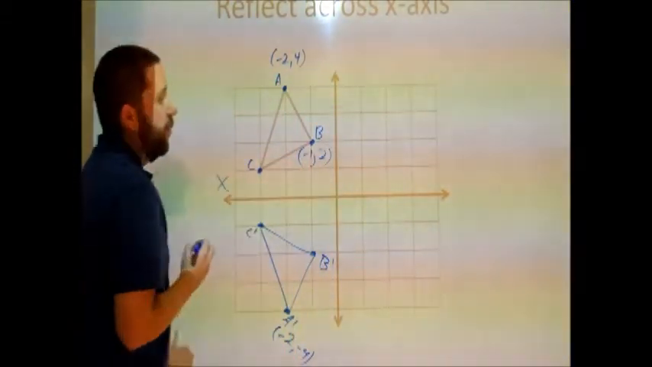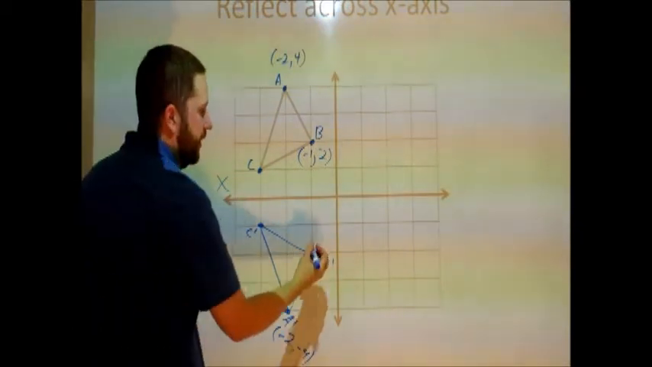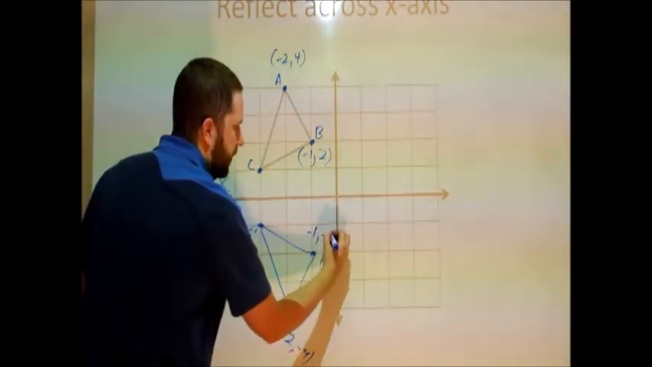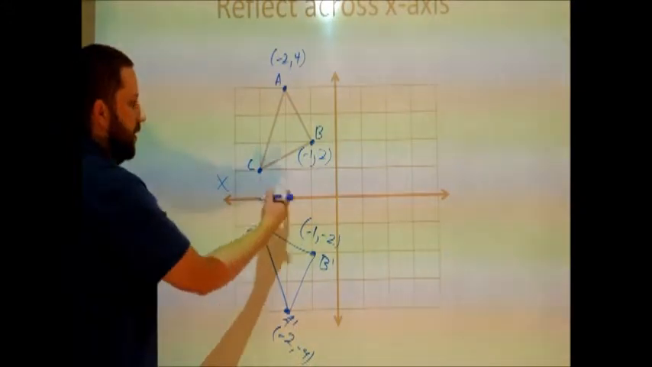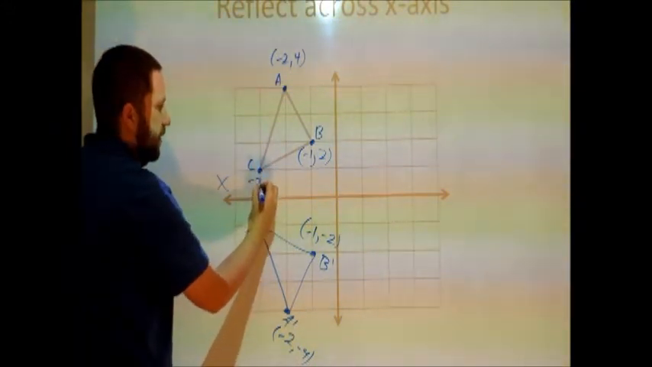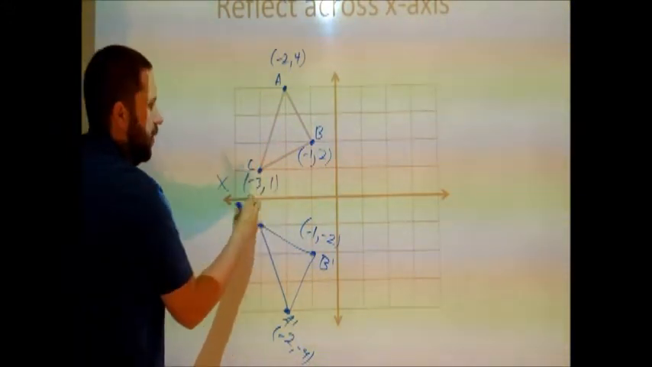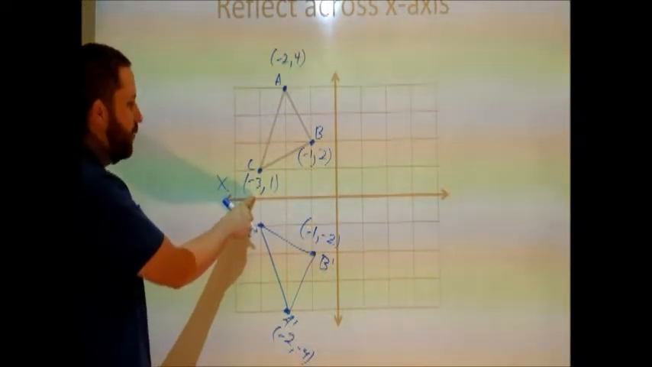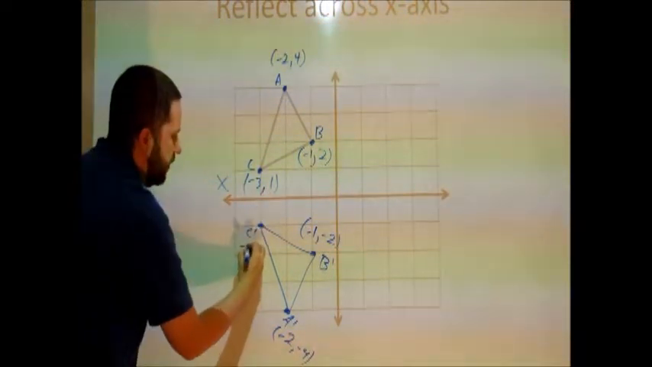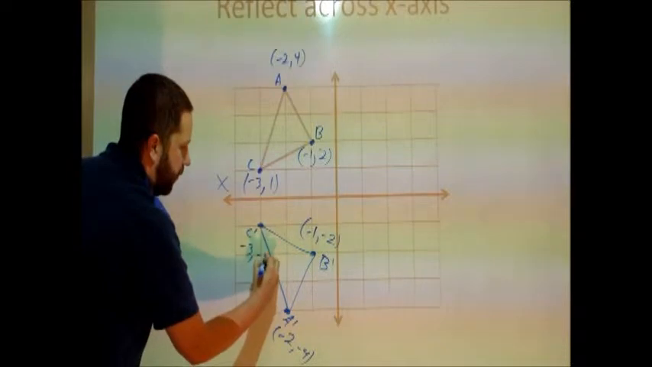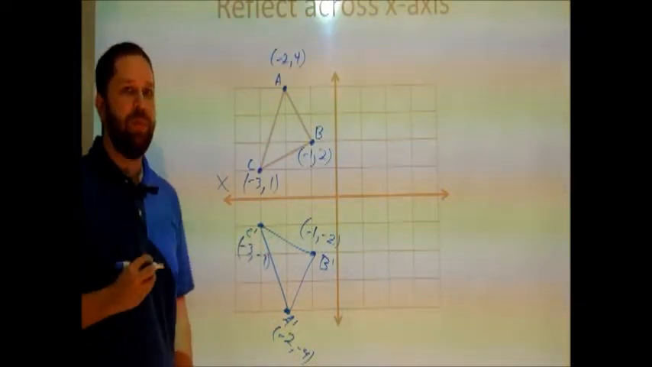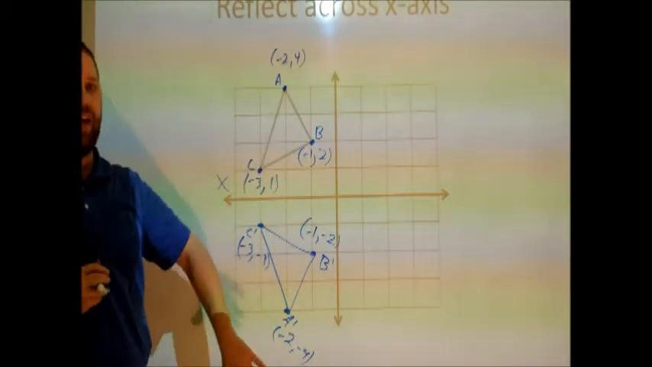So B is 1, 2. B prime is going to be -1, -2. Okay? If C is -3, 1, we're going to keep this -3 the same. We're going to change the 1. So it's -3, -1. And those are my points, and that's how you reflect across the x-axis.